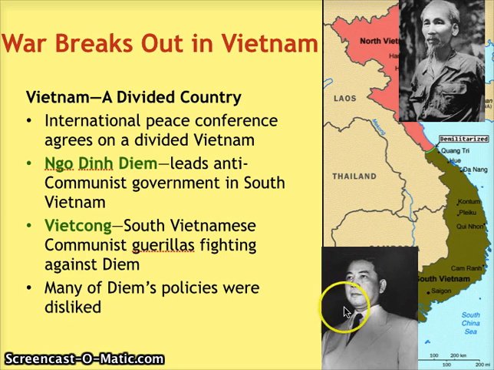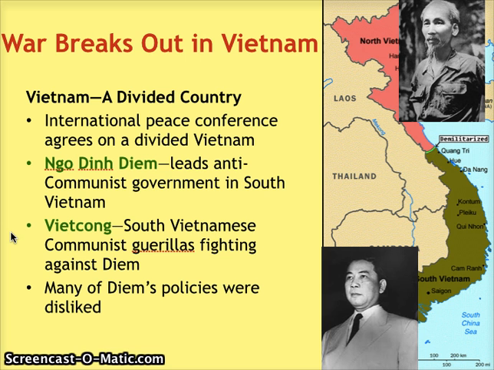So the man in the South who was ruling the South, he did not really implement democracy, which is what France and America sort of stood for. He ruled with absolute power, and he ends up being a very disliked leader in the South.